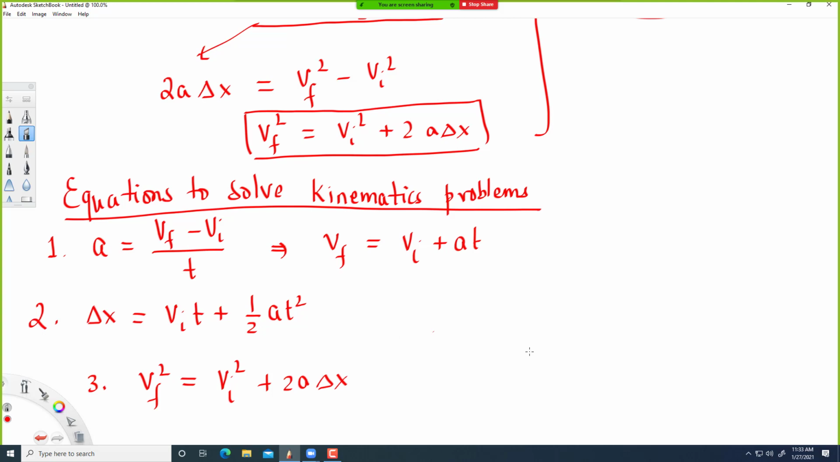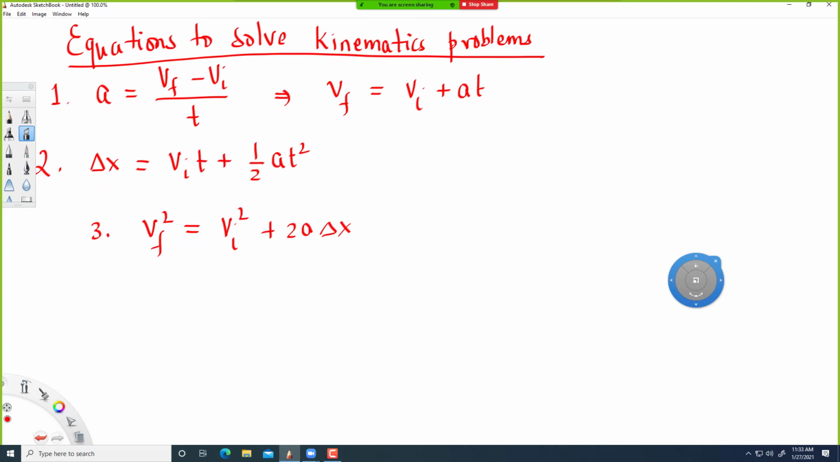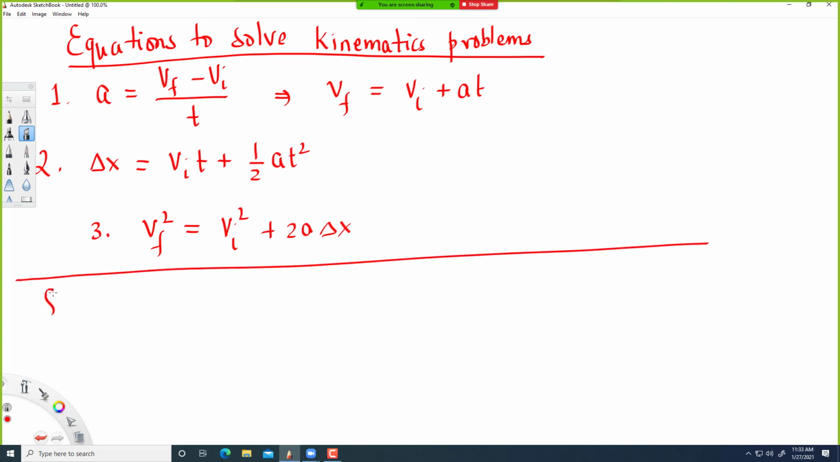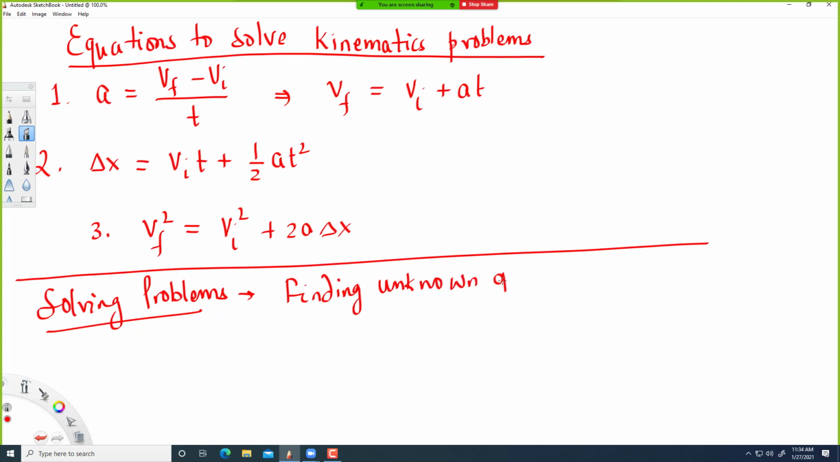Now when we solve the problems, solving problems means finding unknowns. Whenever I say solving problems, it means finding unknown quantities, given some known quantities.